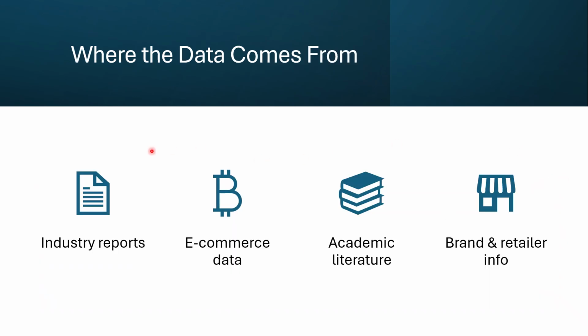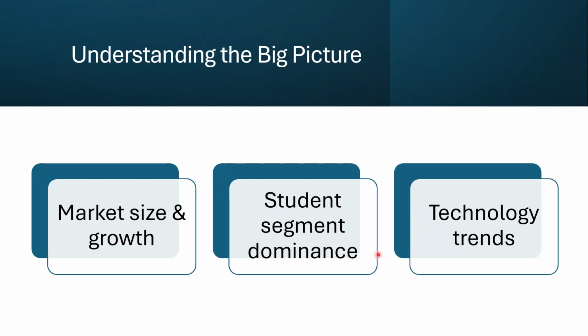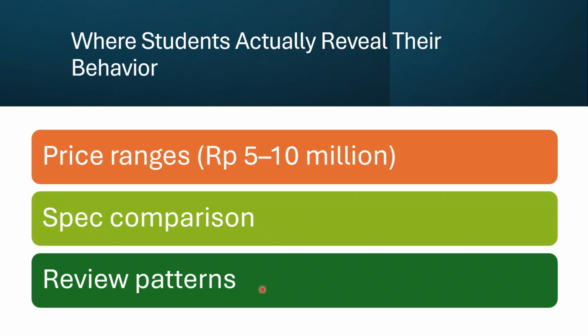This research uses secondary data, but not randomly. We combine four strong sources to create a complete picture. Each source answers a different question: market size, pricing logic, psychology, and selling strategy. Industry reports help us understand where the market is going. They tell us why students matter, how big the segment is, and which technology are becoming important. This prevents retailers from selling yesterday's story.